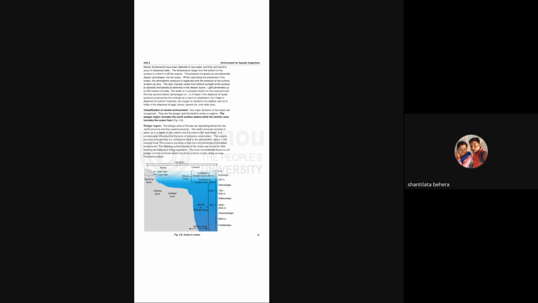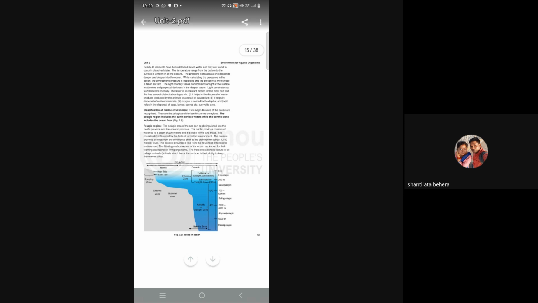So again, this marine environment is classified into various regions. Two major divisions of the ocean are recognized. They are the pelagic and benthic zones. So two zones are found, the pelagic region and the benthic region. The pelagic region includes the sunlit surface waters, while the benthic zone includes the ocean floor.